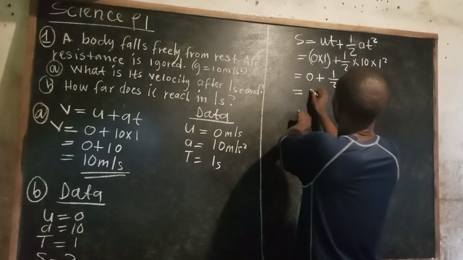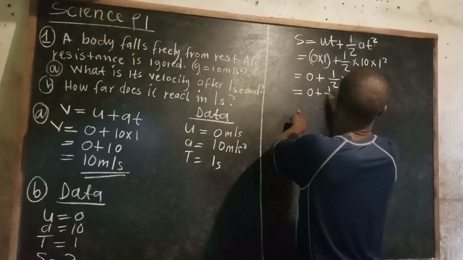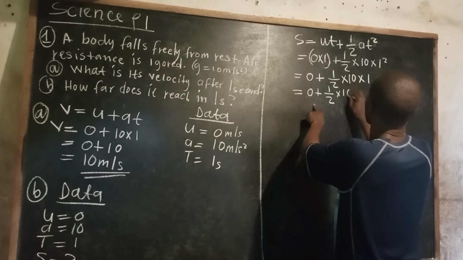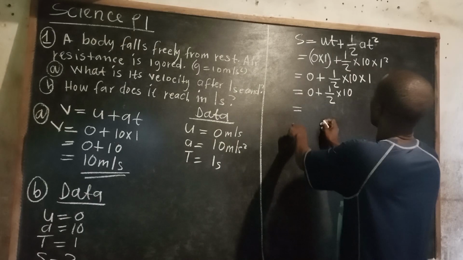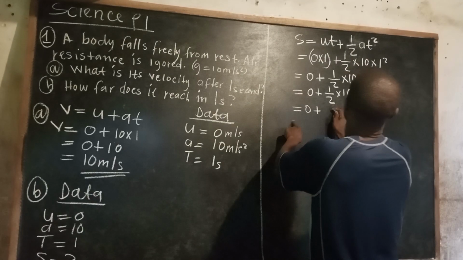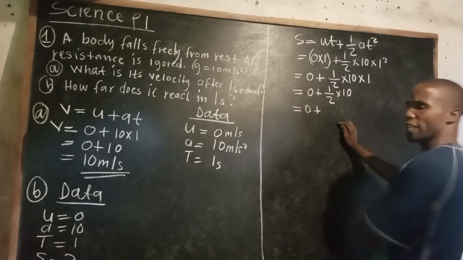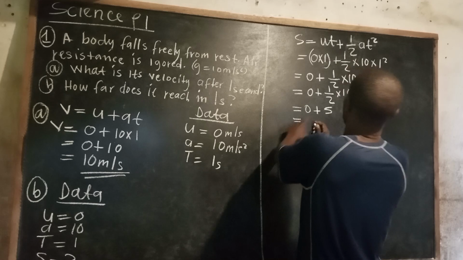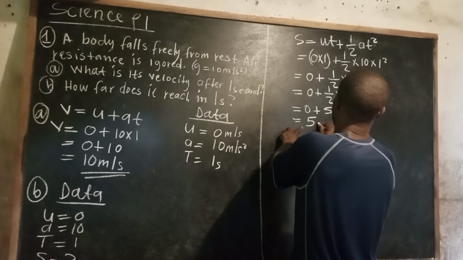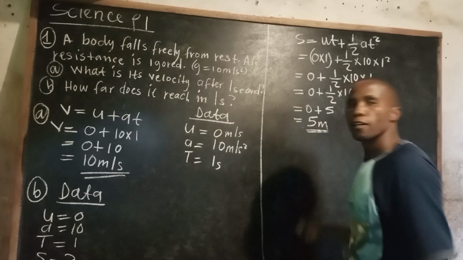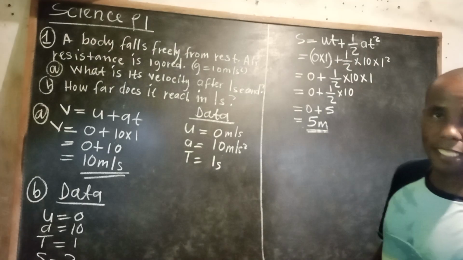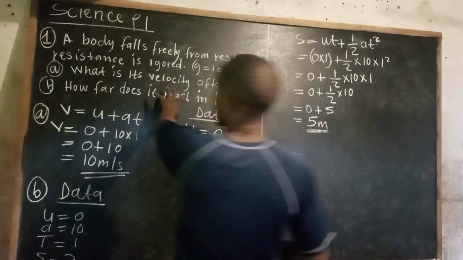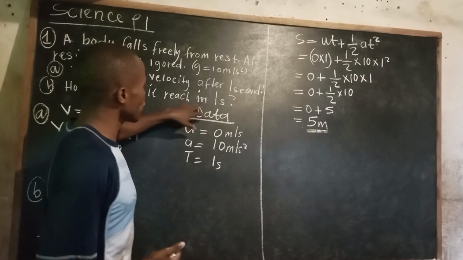We continue. There we have 0 plus 1 over 2 times 10 times 1, the answer is 10. So 0 plus 1 over 2 times 10, the answer is 5. Okay. So 0 plus 5, 5. Remember, SI unit for distance is what? Meters. Okay, so 5 meters. It means we've answered question B. How far does it reach in 1 second?